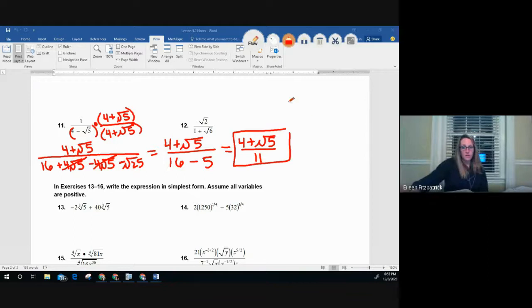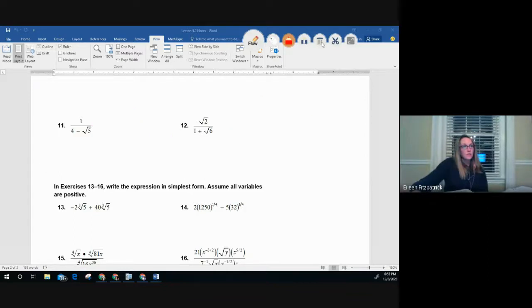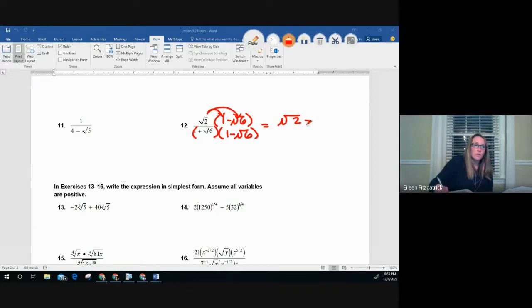Right? And the next one is similar to this. Multiply top and bottom by the conjugate. So the conjugate is going to be 1 minus root 6. 1 minus root 6. So distribute the root 2 in. So it's going to be root 2 minus root 12.